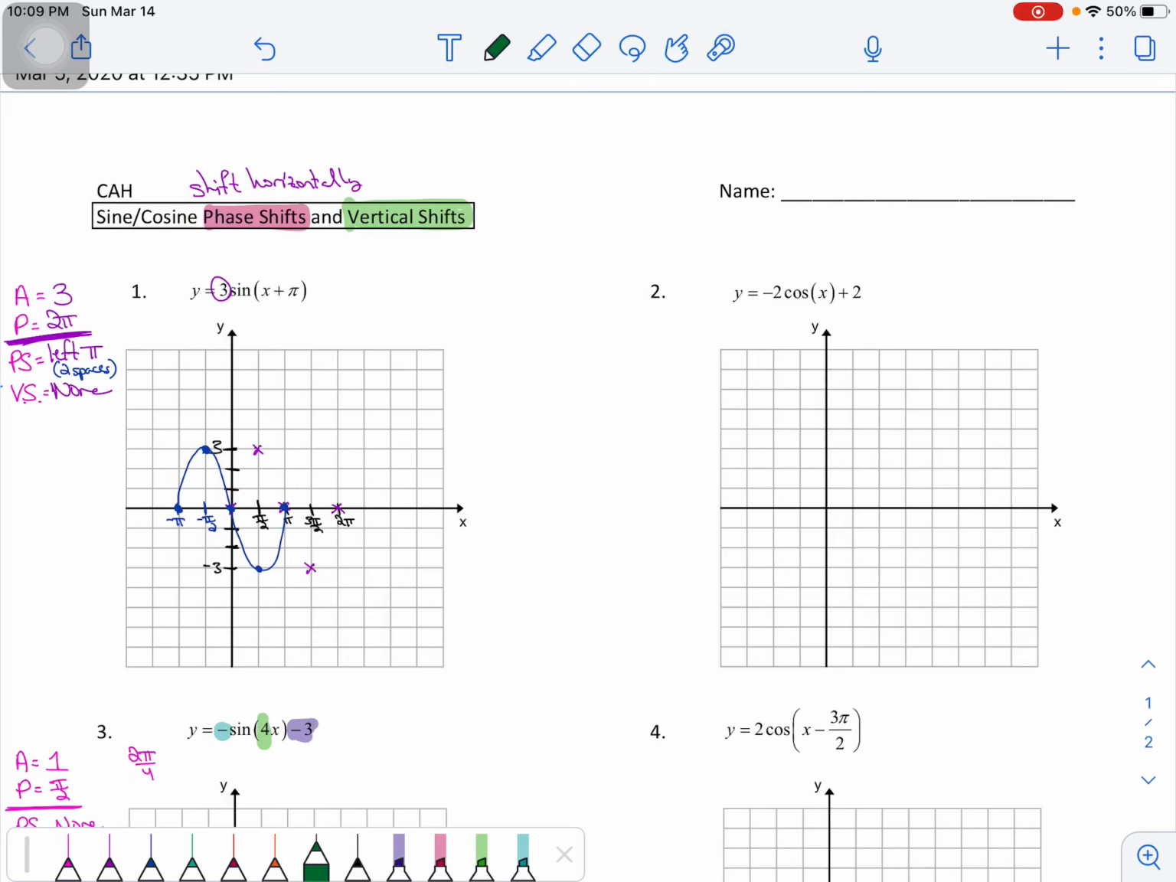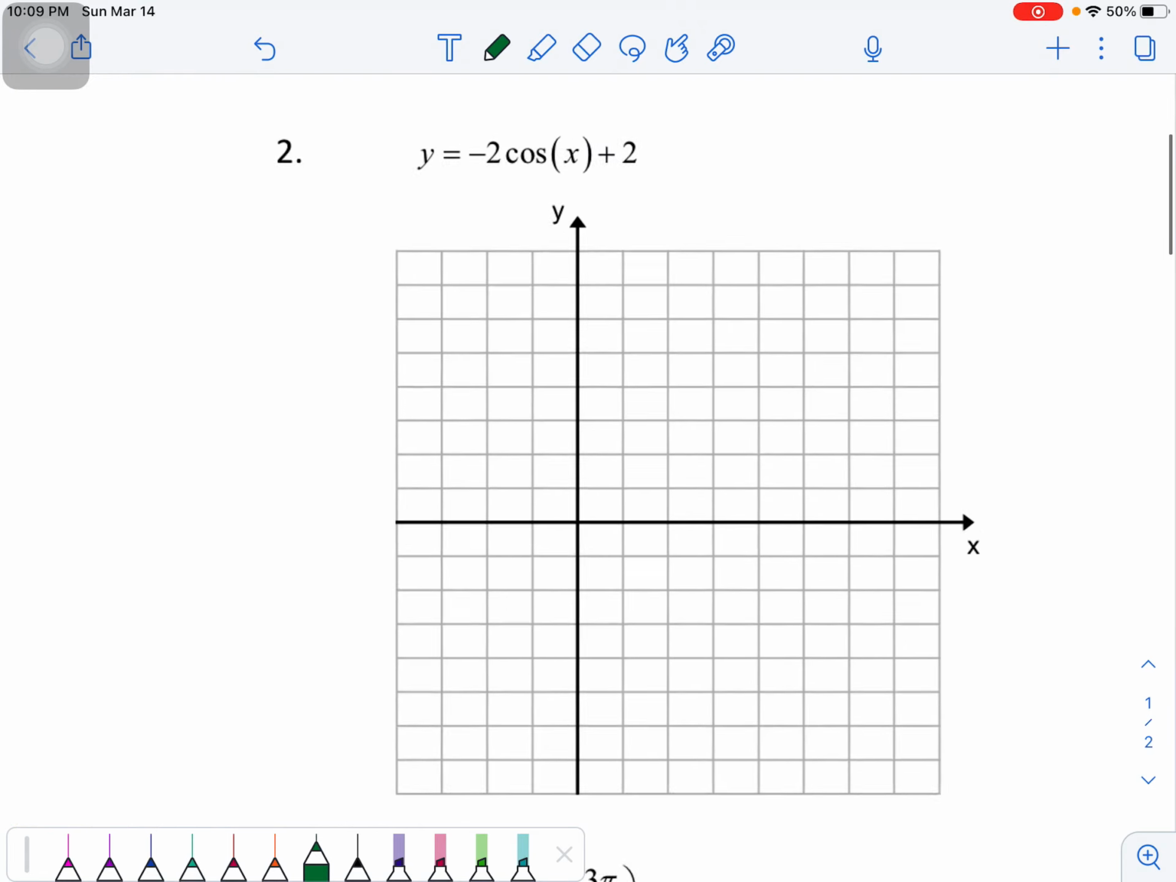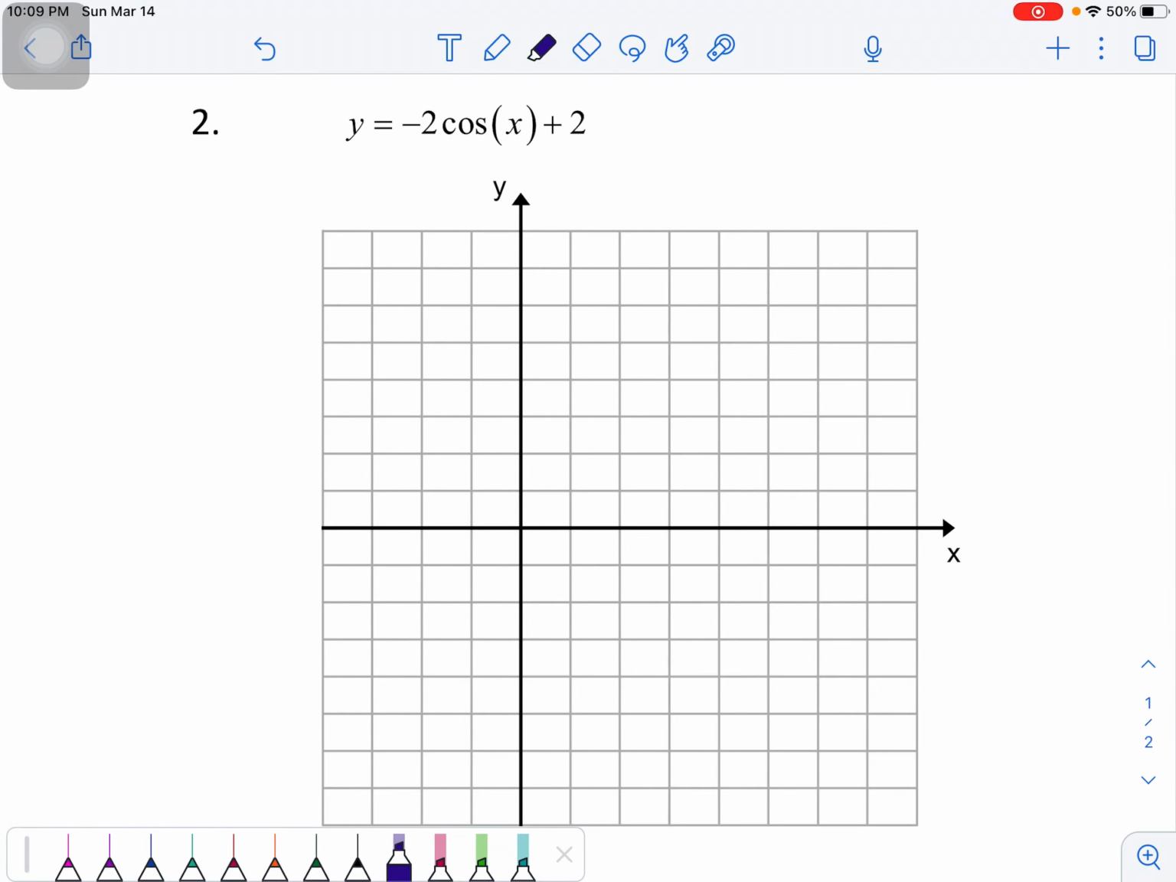All right, so we're going to pick up with part 2 of this video and complete the even problems. Same kind of process. I'm going to zoom in on number 2 here. There we go. So let's identify the things I need to pay attention to.